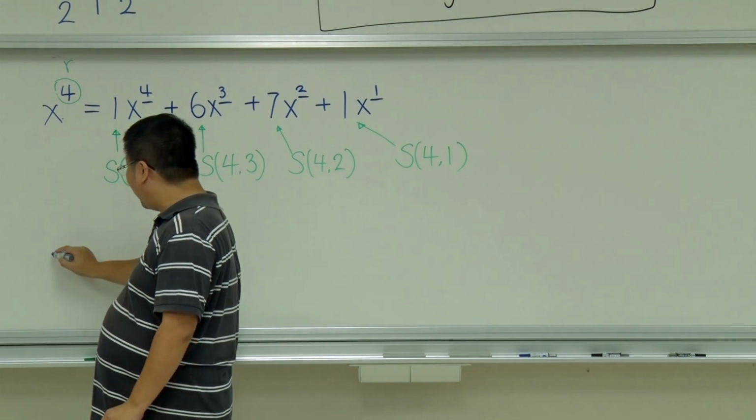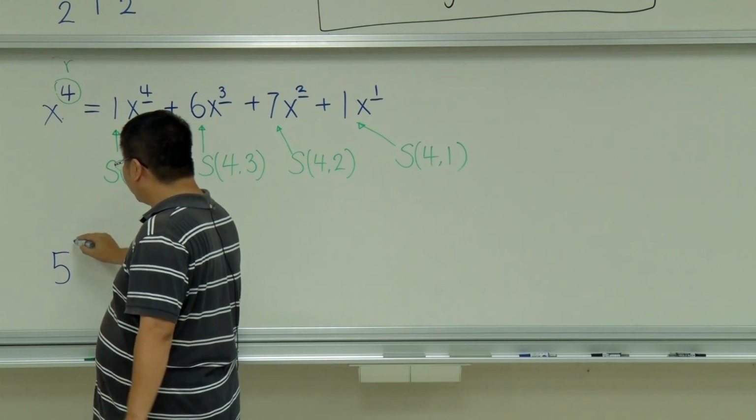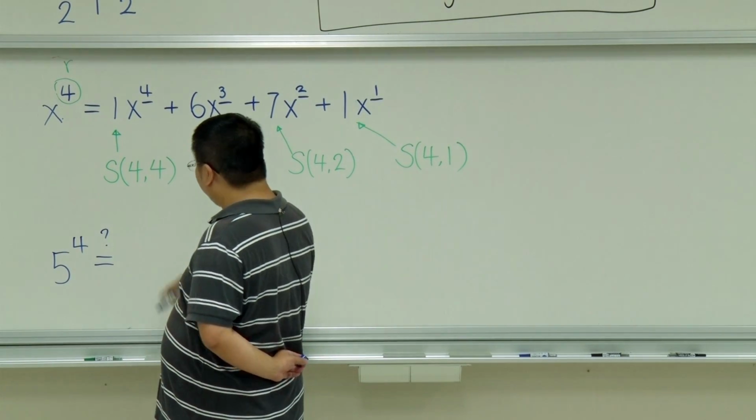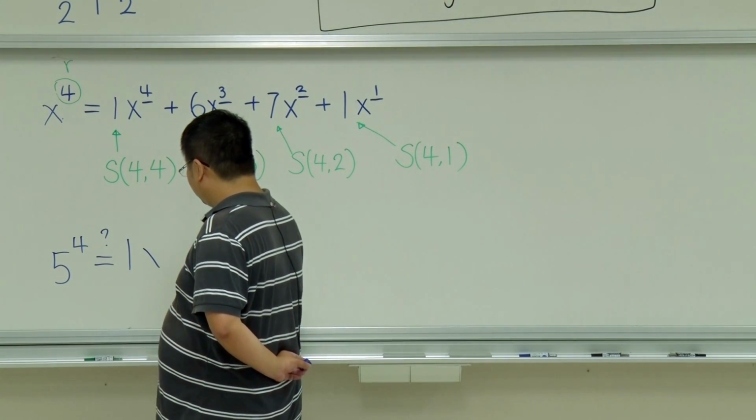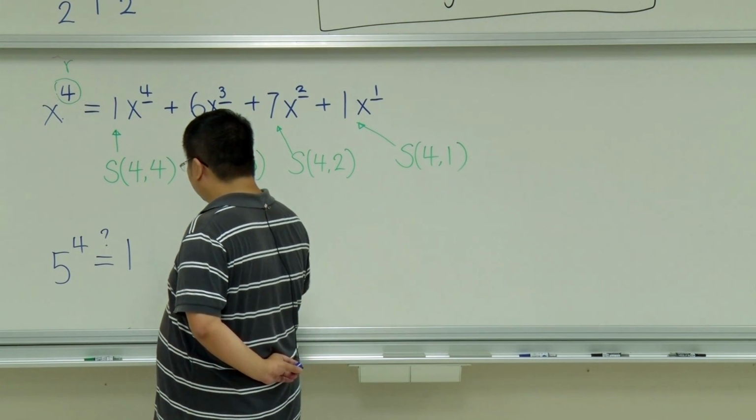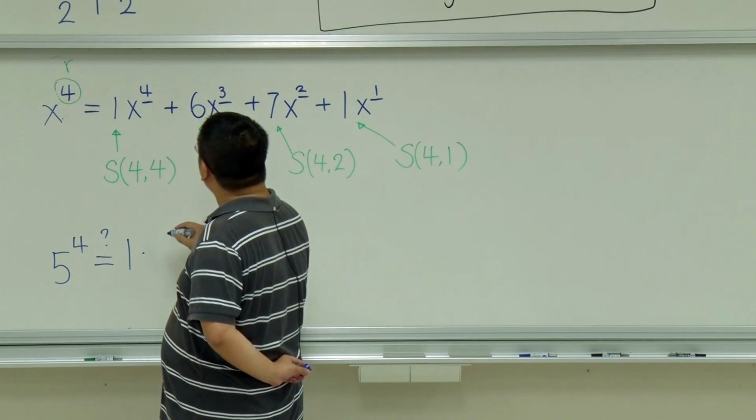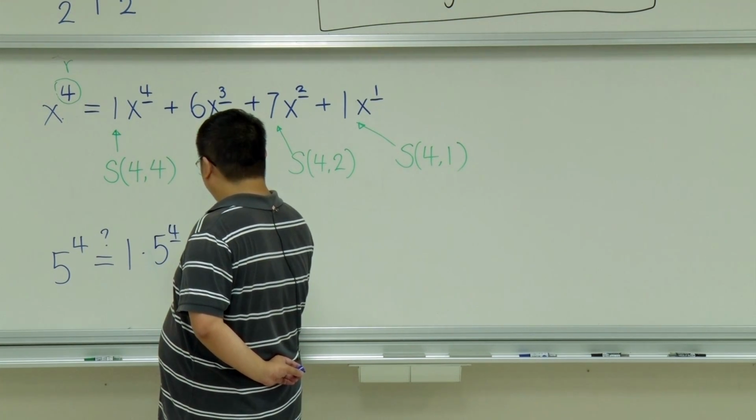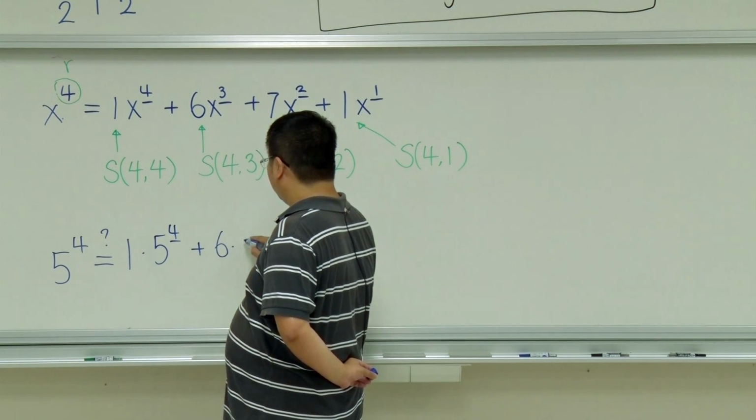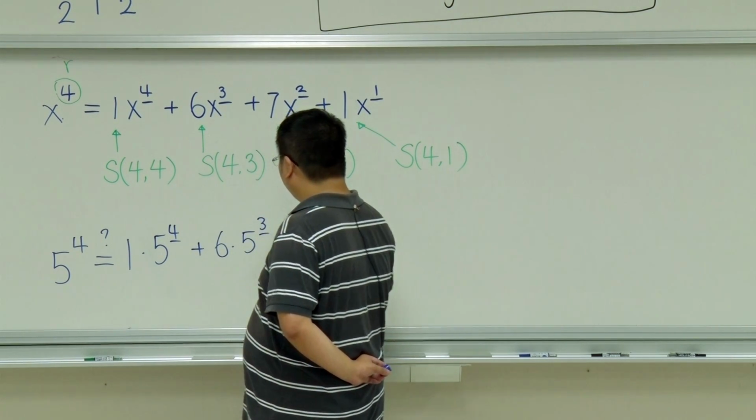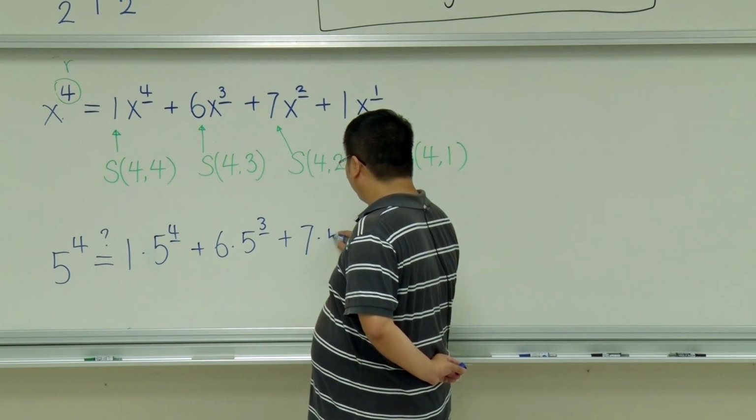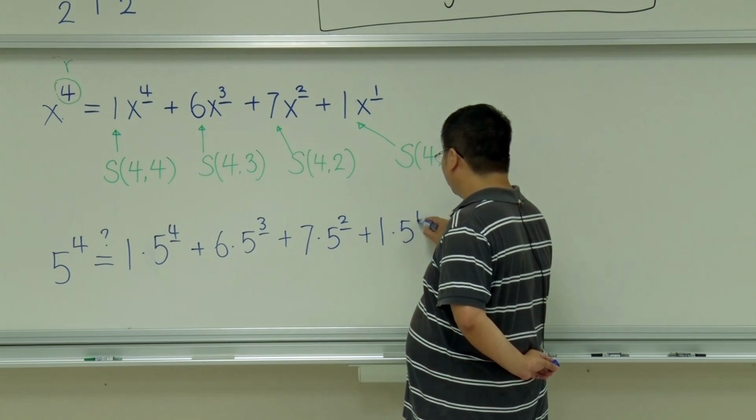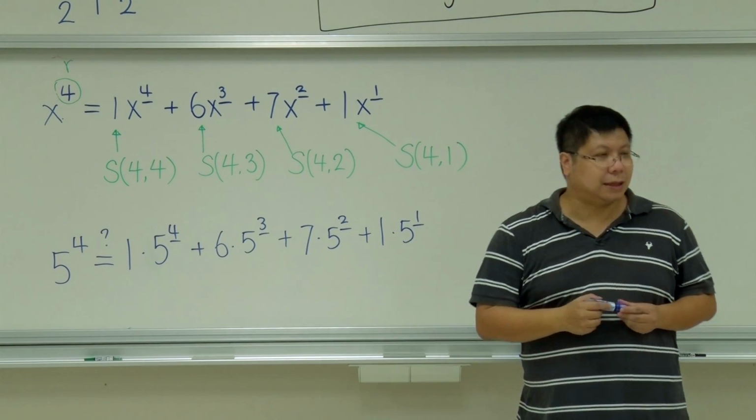Let's say when I change X to 5, does it make sense to have an equation like this? 5 to the power 4 is equal to 1 times 5 to the power 4 falling, plus 6 times 5 to the power 3 falling, plus 7 times 5 to the power 2 falling, plus 1 times 5 to the power 1 falling. Okay, does it make sense to have this thing?